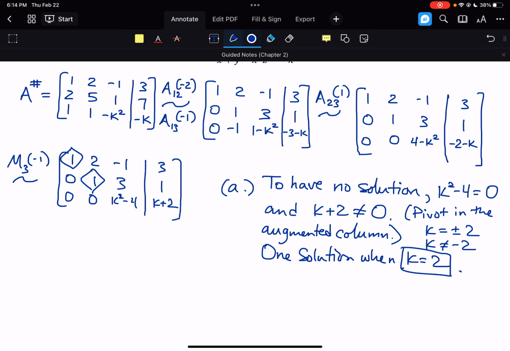So if k was 2, this last row would be 0, 0, 0, 4. We would have a pivot there, we could turn it into a 1, and then we would have no solution.